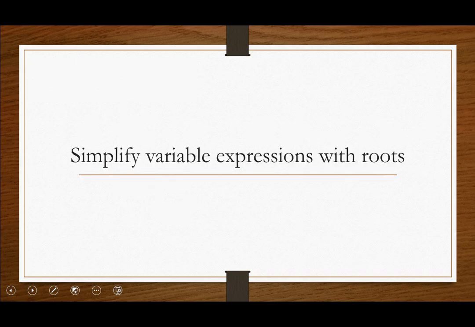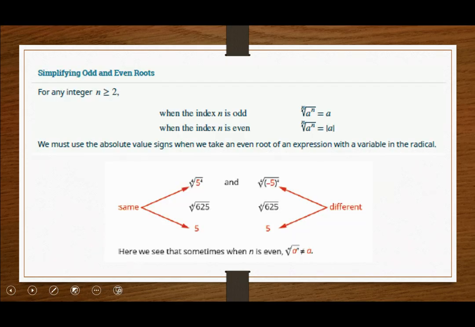So we looked at numeric values. Let's introduce variable expressions as well. For integers where we have something like square root or higher, we sort of break this into 2 parts. If it's even, we have to signify that our answer is positive using the absolute value.